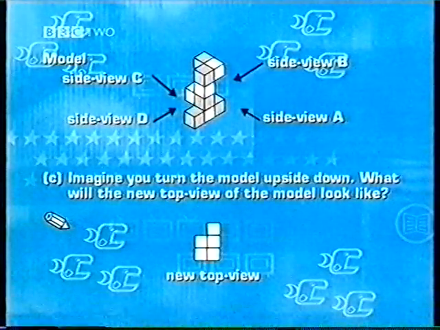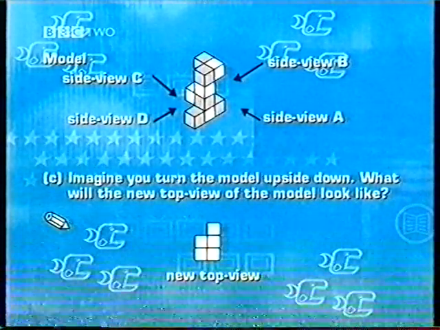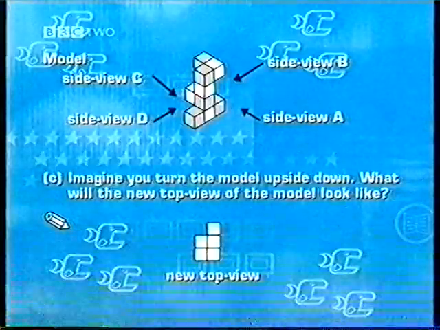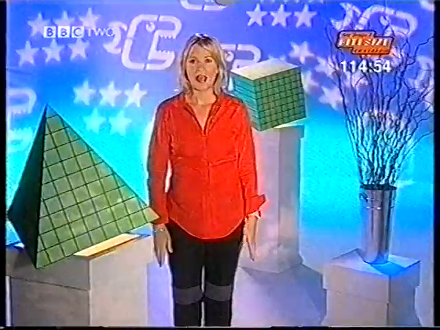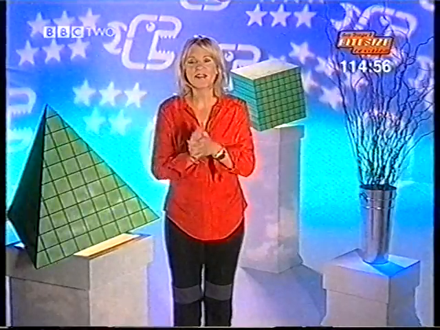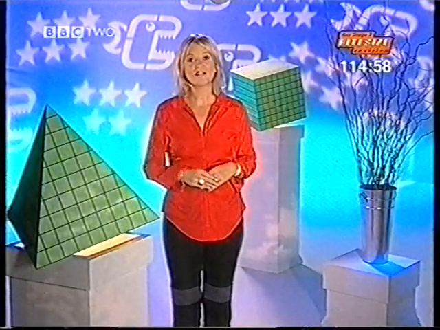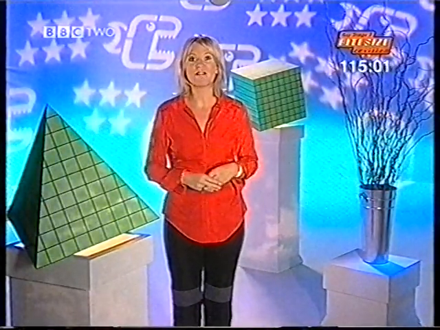Finally, Part C says, imagine you turn the model upside down. What will the new top view of the model look like? Did you decide on these squares? Finally, it's worth remembering that to make a three-dimensional solid, you have to draw a two-dimensional drawing first.